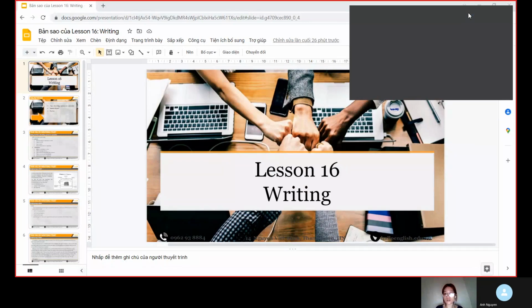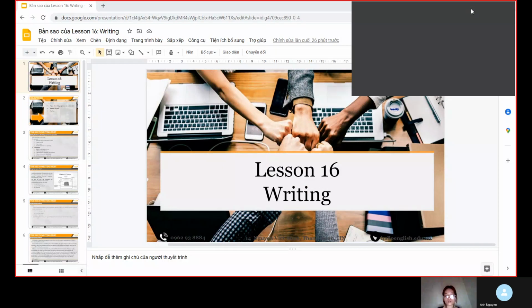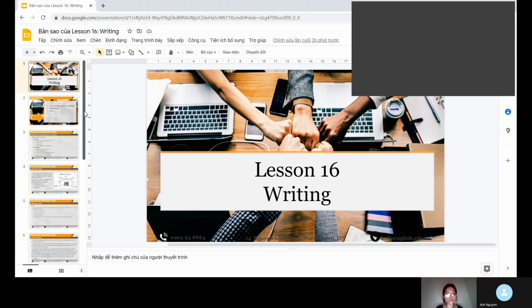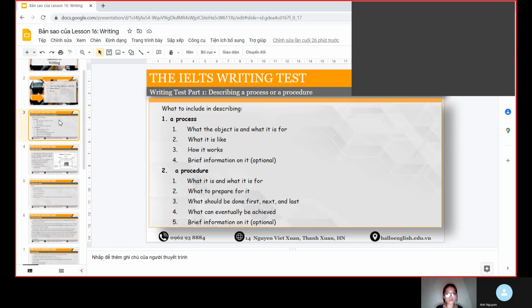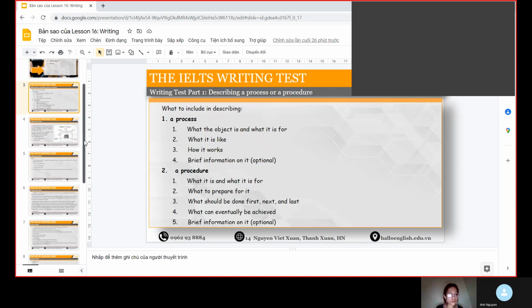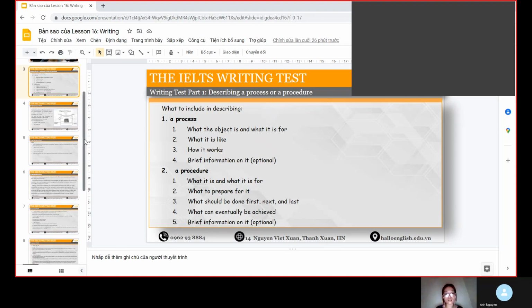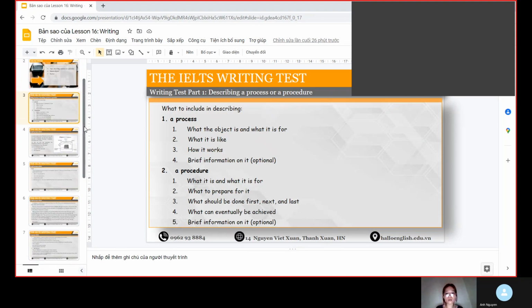In lesson 16 writing. We stopped with lesson 14 last time because the curriculum has some problems. So we will be here today with lesson 16 about writing, describing a process or procedure.